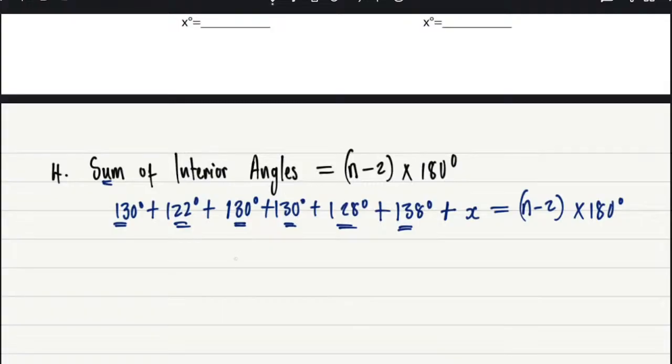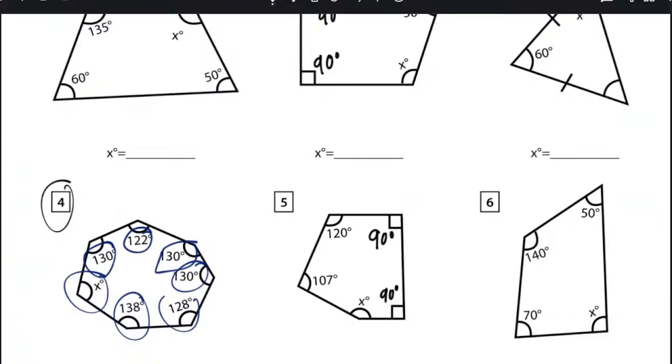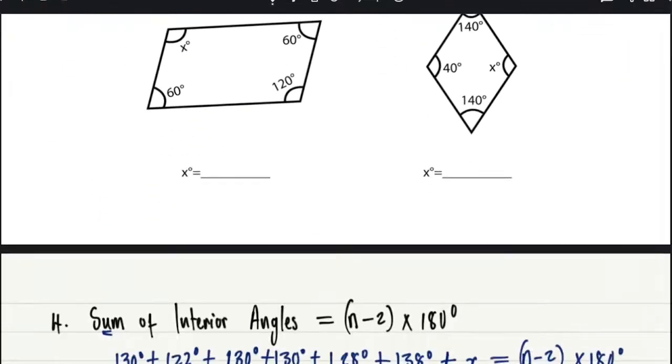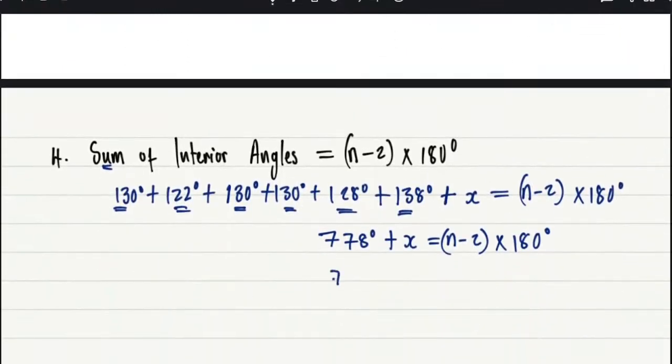It's cutting. I don't know why. 778 degrees. X is still there. So you say 778 plus x will be equal to n minus 2 times 180 degrees. Now we need to know what n is. How many sides does it have? 1, 2, 3, 4, 5, 6, 7. It has 7 sides.